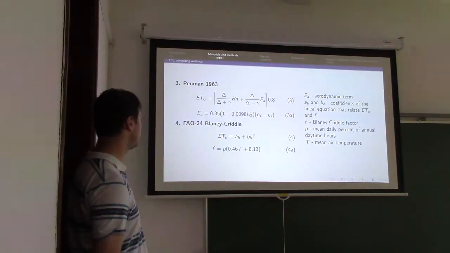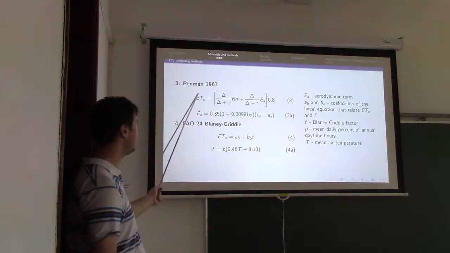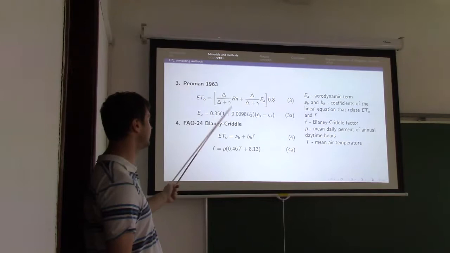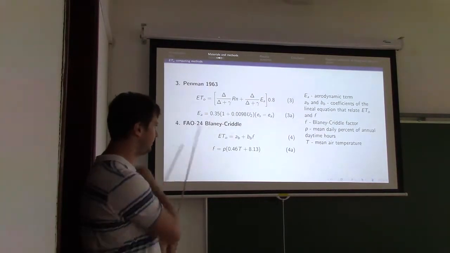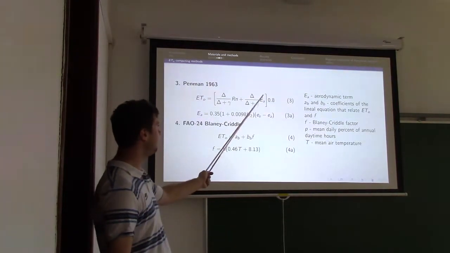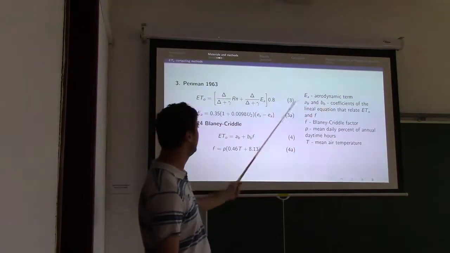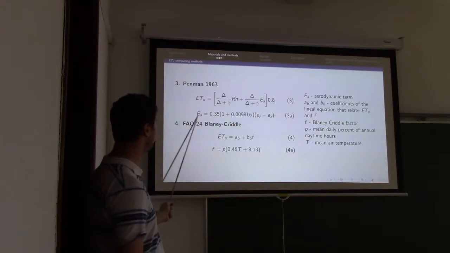Here are the next two equations. First is Penman, and you can see a lot of things, delta, Rn, and gamma, are the same as on the slide before, but here is Ea, and Ea is the aerodynamic term, and it's calculated like this.